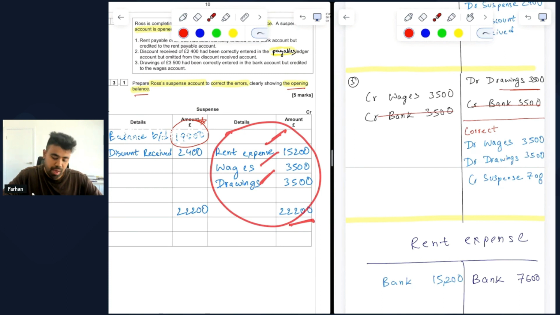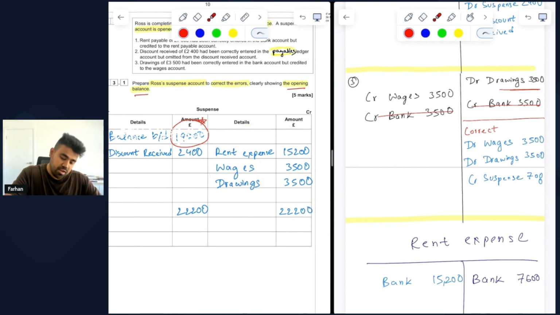That must have been the balance on the debit side of the suspense account, so that we can ensure the double entry rule in accounting is taken care of. So once that is done, you take away the discount received of £2,400 that we have on the debit side. And once that is done, you get £19,800, which is the opening balance, or the balance brought down in this case, as we can say. So this is how you prepare the suspense account.